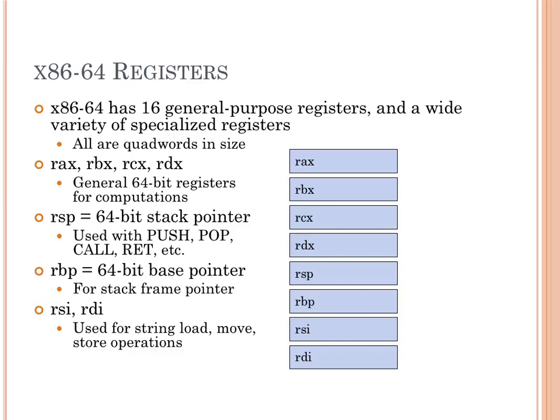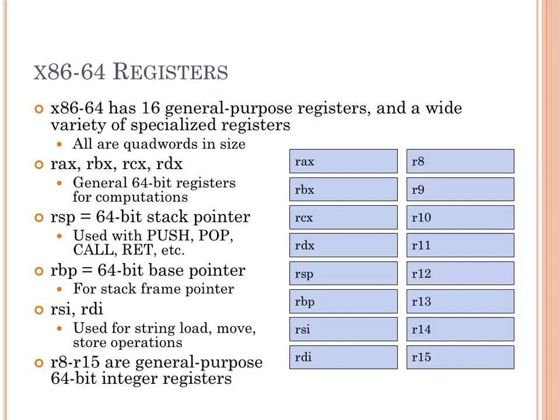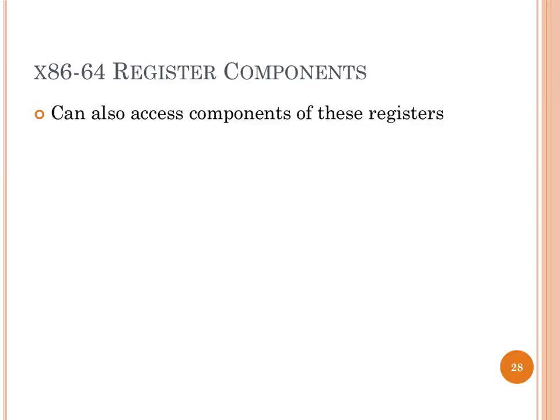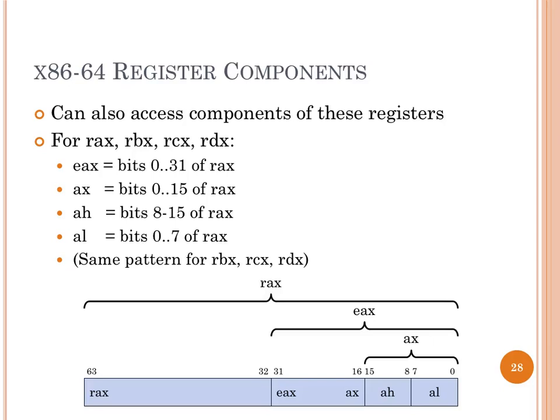Okay, let's see. So RSI, RDI for string load, move, and store operations, and then you have the other 8 registers that showed up in this ISA. So R8 through R15. Okay, why not? I guess it's good that they didn't do like RM, RN, RO, RP. That would make me sad. Now these are all quad words, 64 bits. All right. We can access components of them, which is weird, but it totally works.